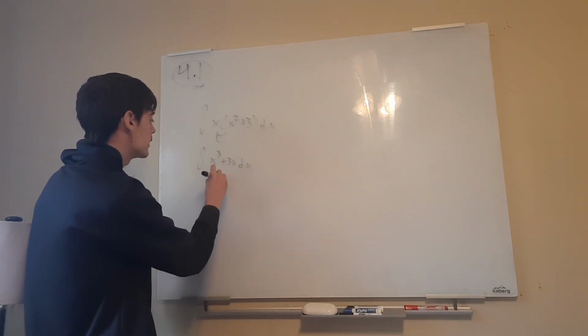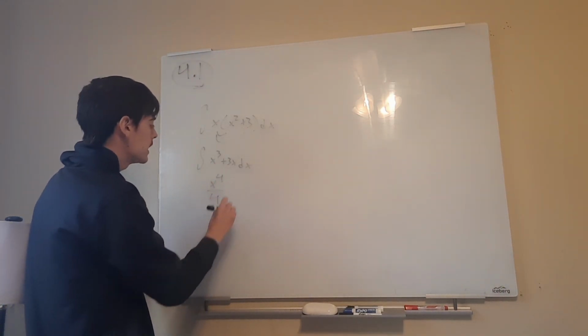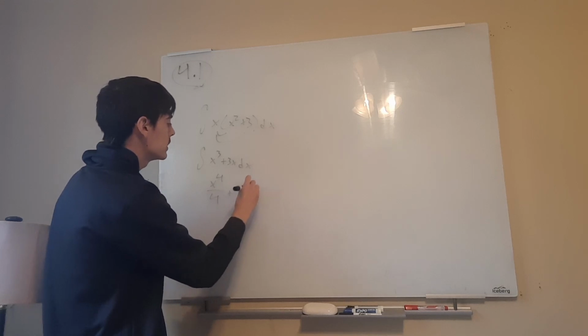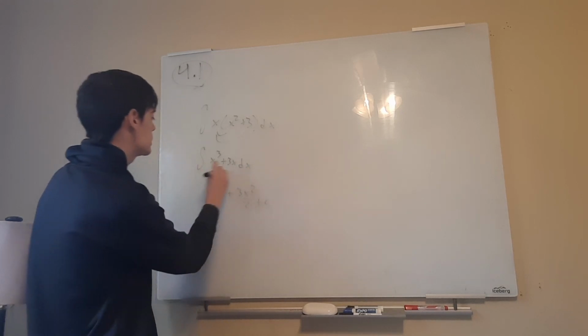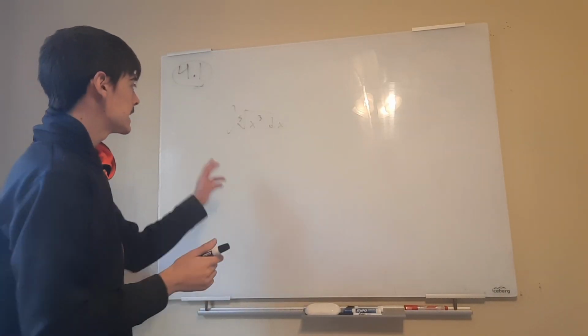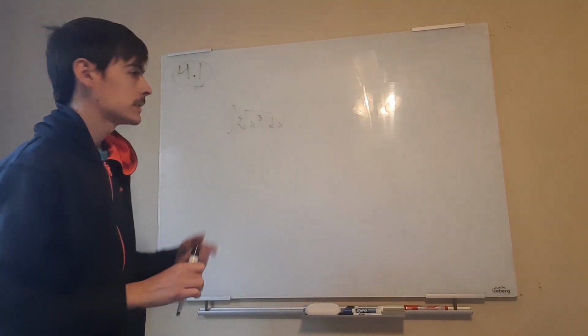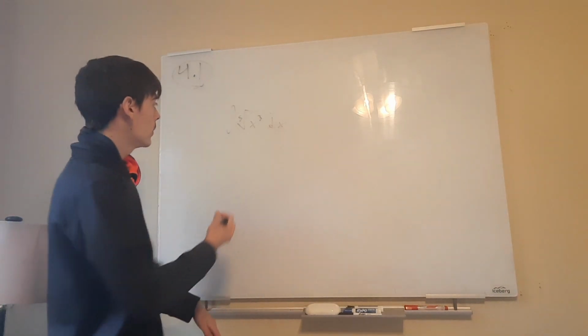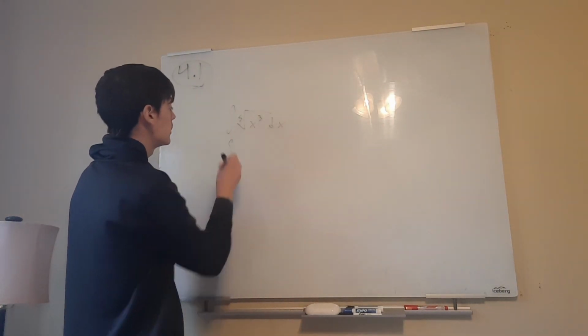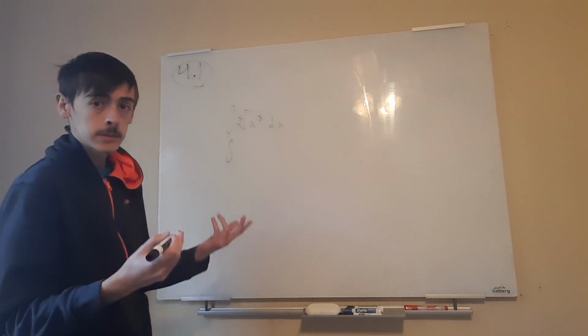This will give us x to the 4th over 4, and then plus 3x squared over 2. Don't forget your plus c, and that is your answer. Next one we have here is the integral of the 5th root of x cubed. And this one might look a little scary, but it's actually not bad. All we have to do is turn this from radical form into exponent form.